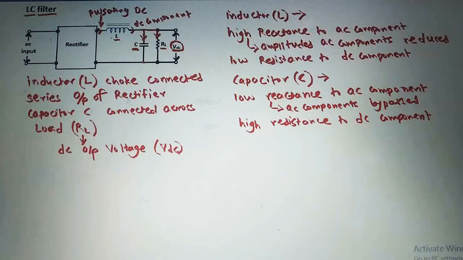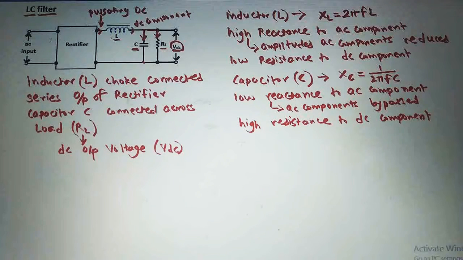Now we will see the inductive and capacitive reactance. See here, the inductive reactance, that is the reactance offered by inductor, is given by XL is equal to 2 pi FL. And the reactance offered by the capacitor is given by XC is equal to 1 divided by 2 pi F into C. So this is the formula for the reactance offered by the capacitor.